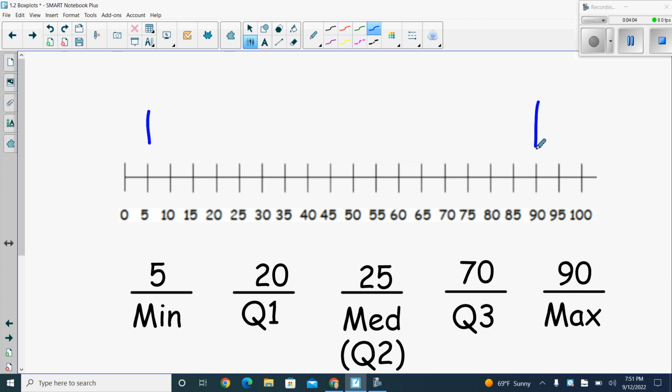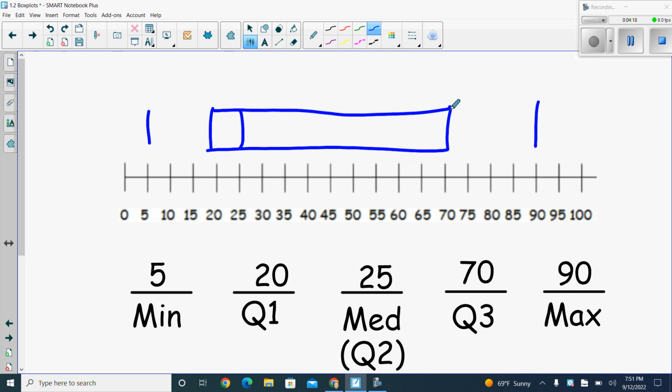Now the box doesn't necessarily mean it's going to be right in the middle there. We go to 25 for the median. In fact, look, that's the median there. And then the box goes from 20 all the way up to 70. And then the whiskers out here. Okay.